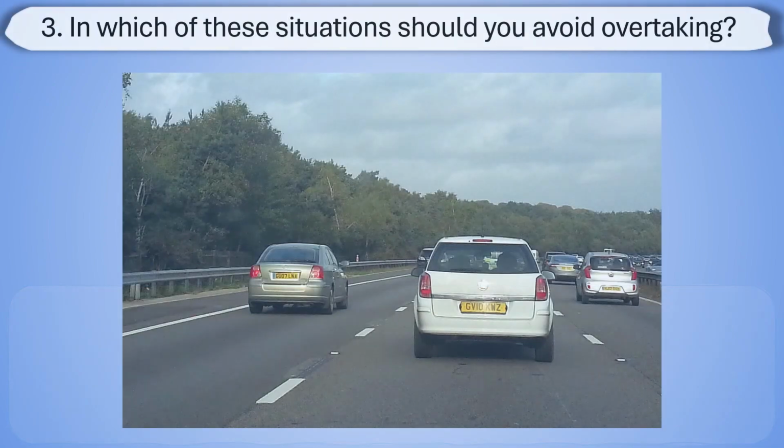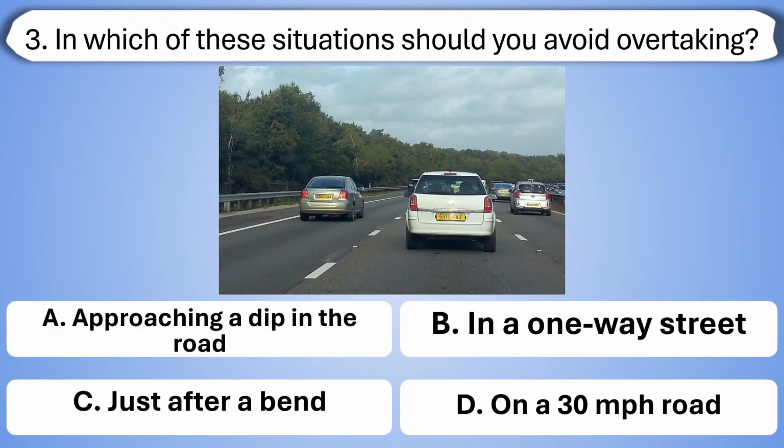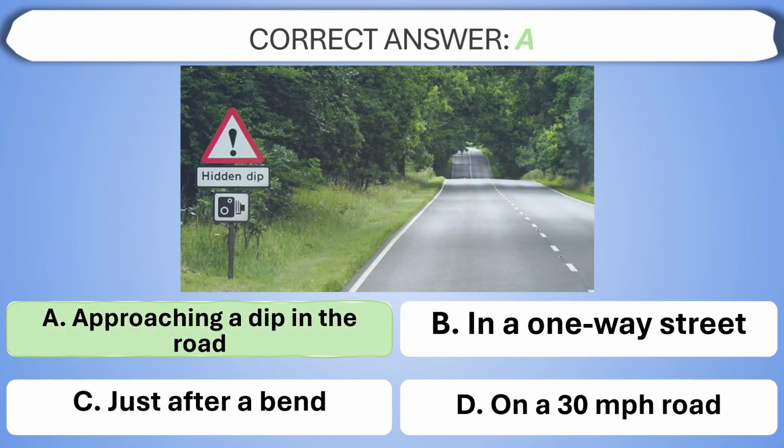3. In which of these situations should you avoid overtaking? A. Approaching a dip in the road. B. In a one-way street. C. Just after a bend. Or D. On a 30 miles per hour road. Correct answer is A. Approaching the dip in the road.